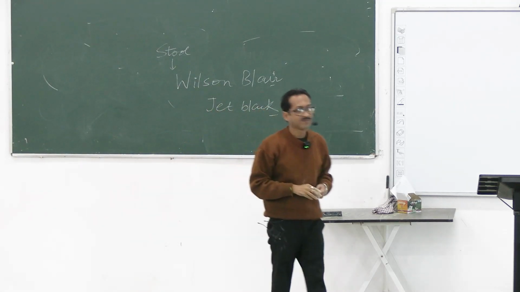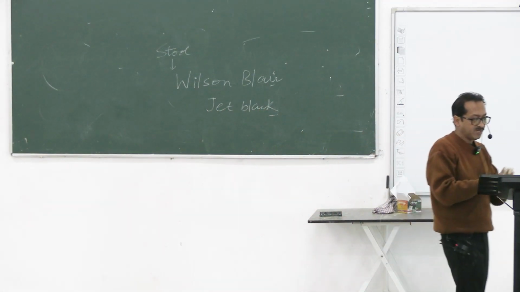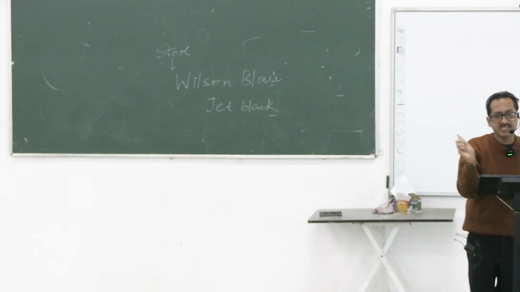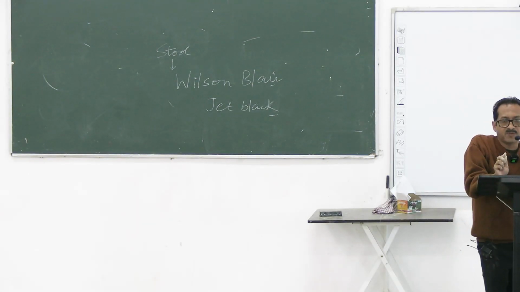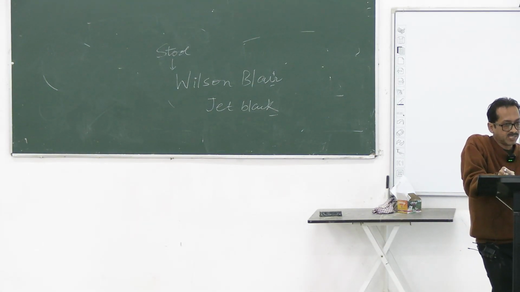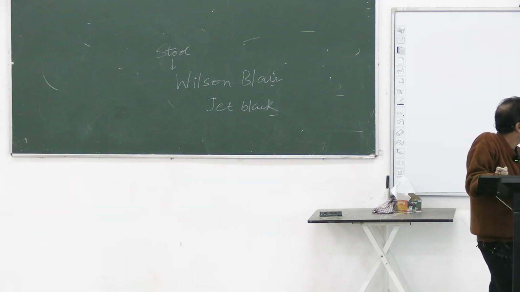Jet black colony. Now how will you identify the Wilson-Blair is a different media, that is not only specific for Salmonella. That will cause a jet black colony. Now how will you identify a colony, whether it is E. coli, Shigella or Salmonella from the media?